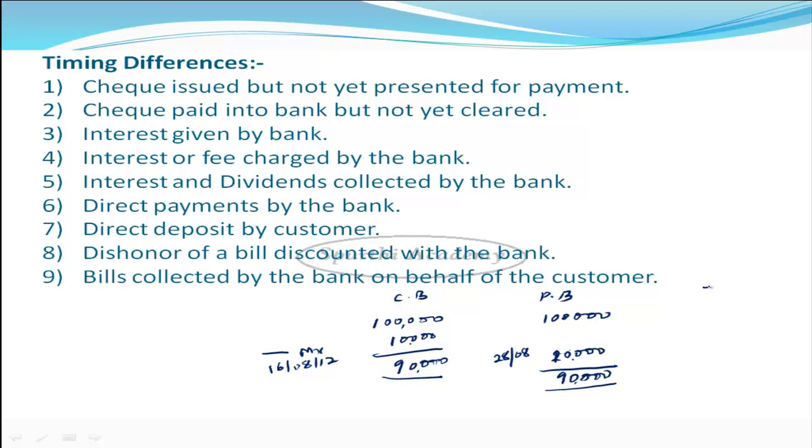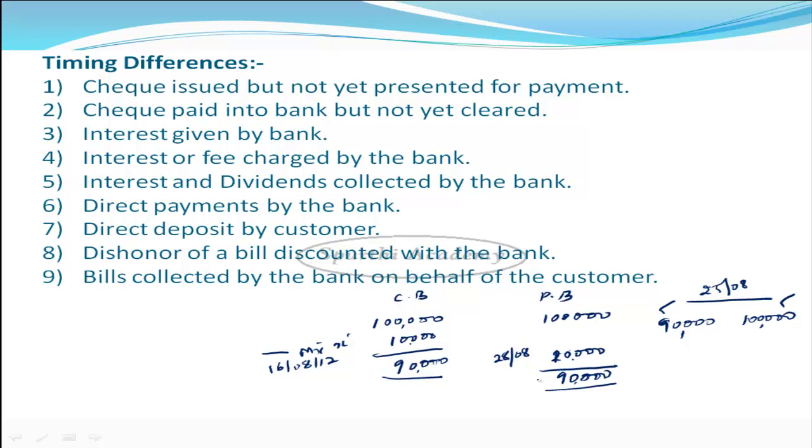Somewhere around the 25th of August, if you see, the balance in the cash book is 90,000, but in the passbook it shows rupees 1 lakh, because this particular check which we have issued to Mr. X is not yet presented for payment in the bank. So the bank balance will show more and the cash balance will show less because we issued a check. This is one kind of reason for difference between the cash book and passbook.